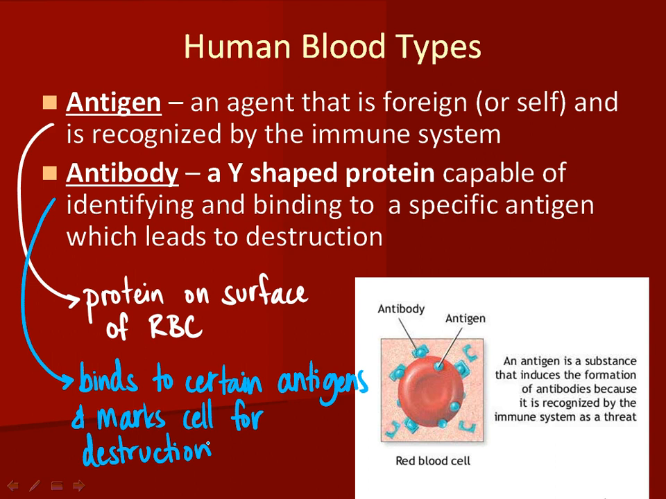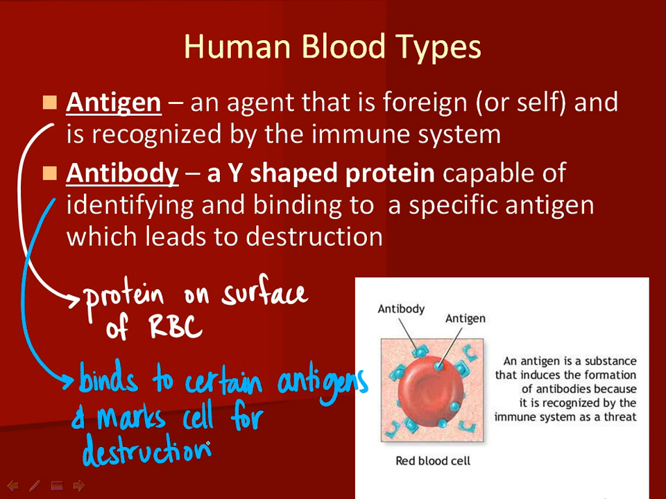An antigen is kind of like a gang tattoo or a prison tattoo, where if you have a certain prison tattoo, then some people in the prison will look at that tattoo and go, no, you're okay. You're one of us. We recognize that tattoo. We like it. We tolerate it. You come hang out with us.